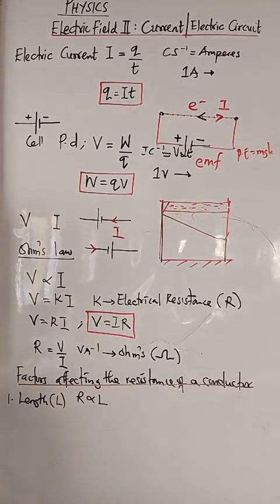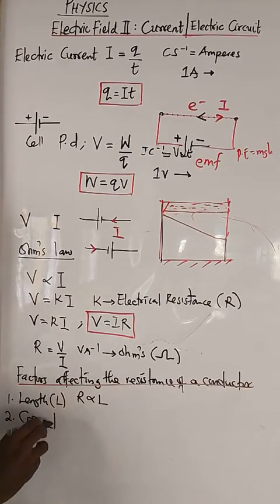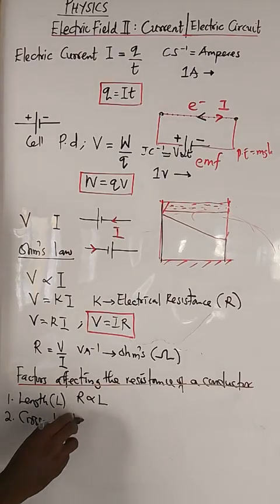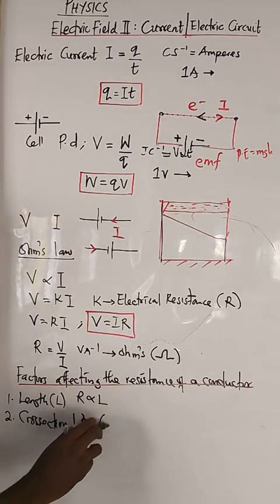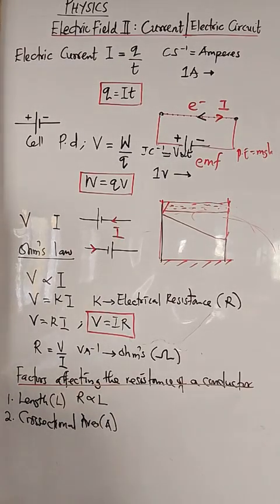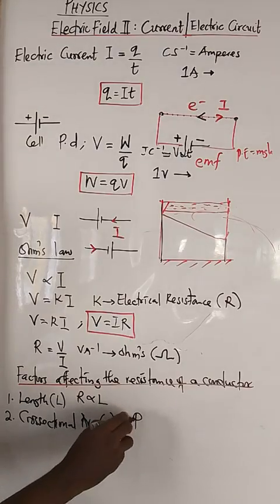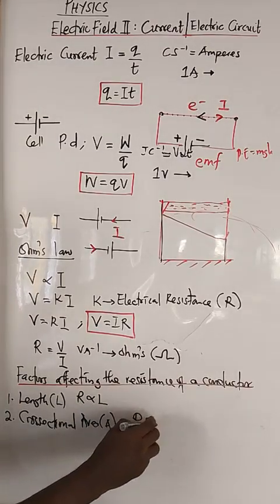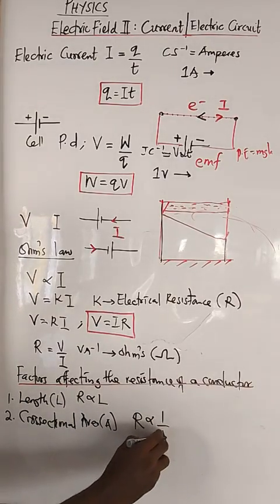So resistance is directly proportional to the length of the conductor. If you have a long conductor and a short one of the same area, the longer one has more opposition to the flow of current. Current will not pass through it easily. Secondly is the cross-sectional area of the conductor, written as A. The resistance of a conductor is inversely proportional to the cross-sectional area.